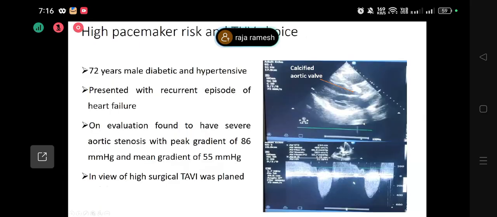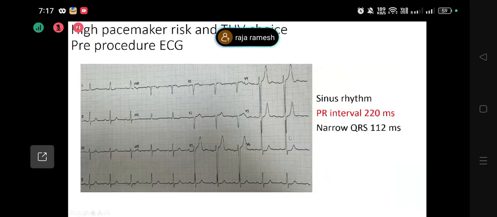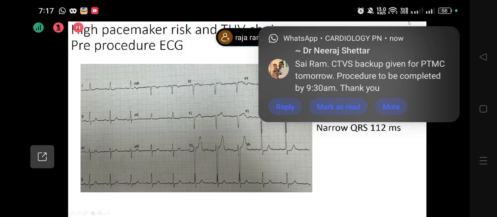I'll tell you an example. This is a 72 year old diabetic and hypertensive with severe aortic stenosis. TAVI was planned, and this is the pre-procedure ECG of the patient. We can see the QRS is narrow, but there is a prolonged PR interval. So already the patient has a first degree heart block, which places him at higher risk for the pacemaker.